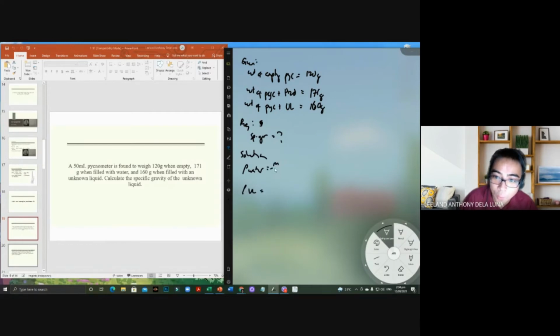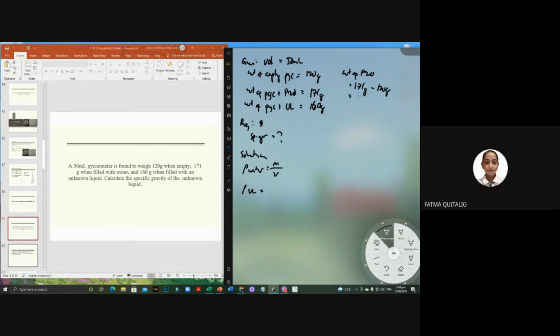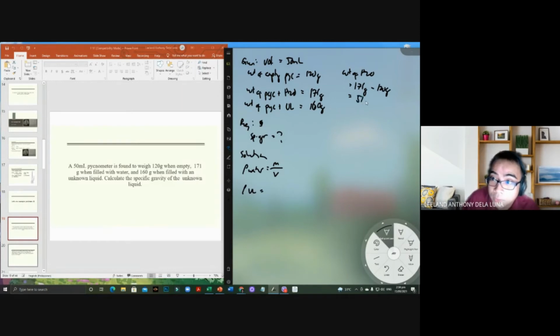Alright? So ano ang mass ni water over its volume? So sabi natin klase, pycnometer nga pala, volume is equal to 50 ml. Alright? So now class, what's the weight of water? Ang gagawin lang naman natin dyan is 171 grams minus 120 grams is equal to 51 grams. So that will give us 51 grams. Tapos weight of unknown liquid would be 160 minus 120, 40.